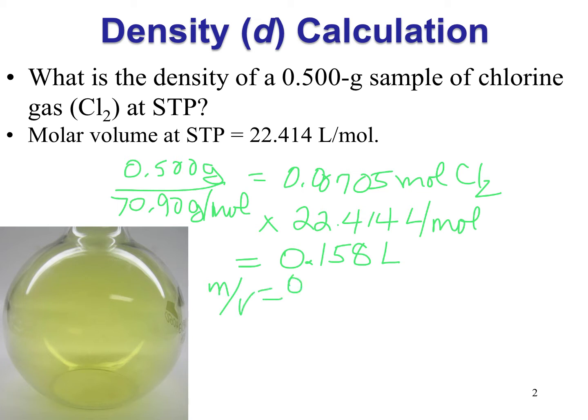This is 0.500 grams chlorine divided by 0.158 liters, which is 3.16 grams per liter.